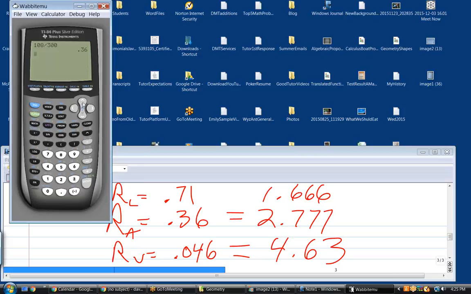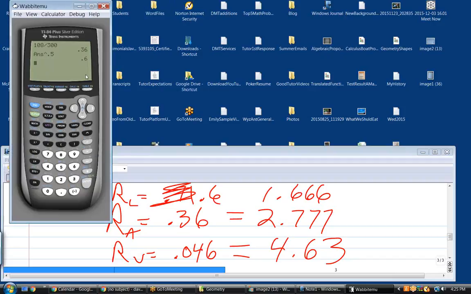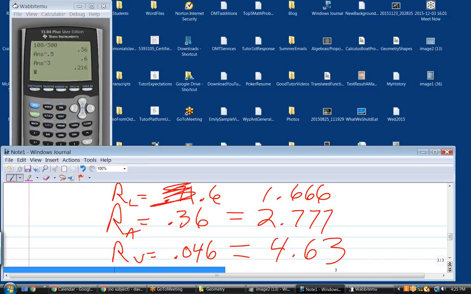Yeah. Okay, that is 0.36. Now I'm going to take the square root of that. And I get 0.6, not 0.71. Okay. And now I want to cube that. And I get 0.216. So it's not 0.046, it's 0.216.